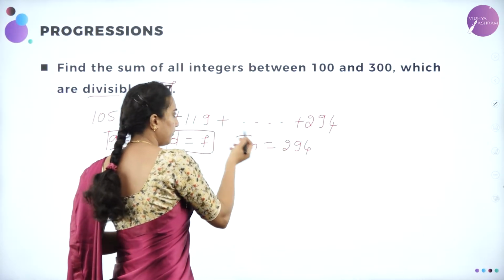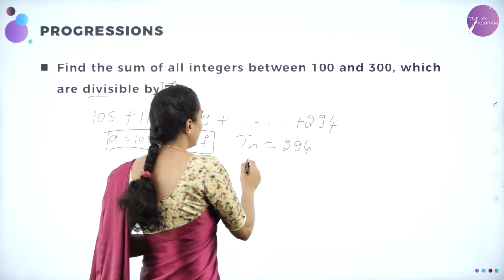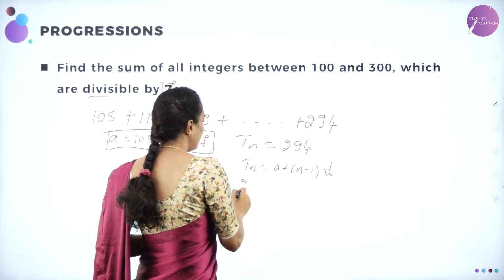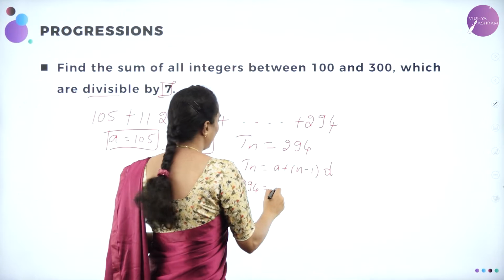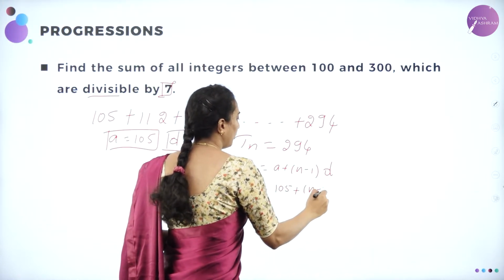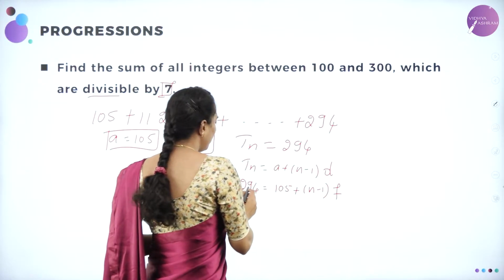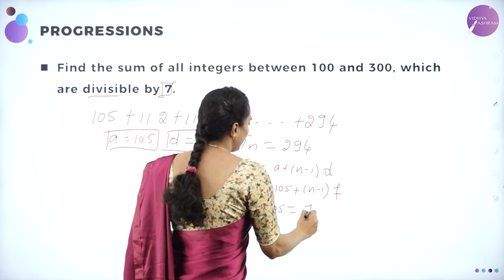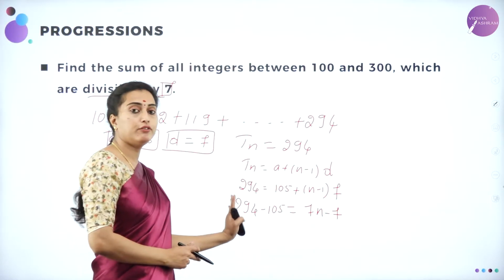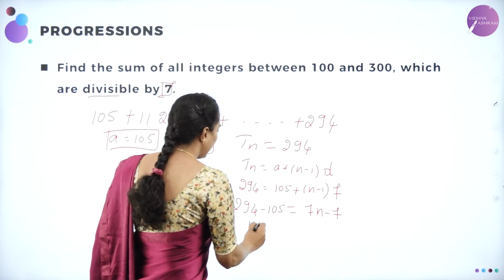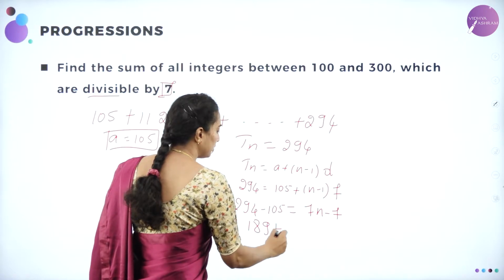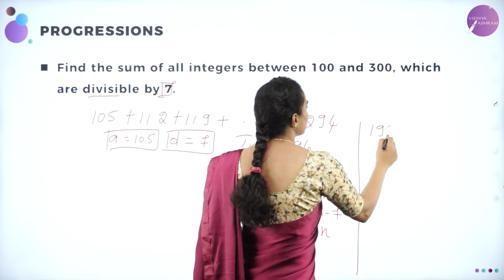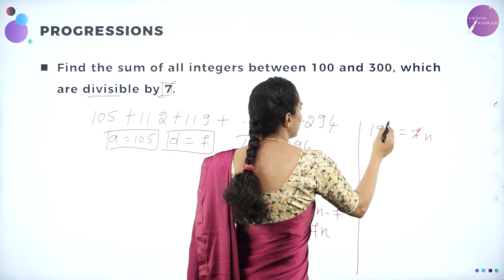Now, the last formula we have solved, problem we have solved, similarly we are going to solve it here. Tn is equal to A plus n minus 1 into D. We don't know n. Tn we know, 294 is equal to A we know, 105, plus n minus 1, D we know that is 7. Now 294 minus 105 is equal to 7n minus 7. Here 294 minus 105 gives you 189. Again 189, if you bring minus 7 to this side, it is plus 7, which is 7n. 189 plus 7 is 196 is equal to 7n.